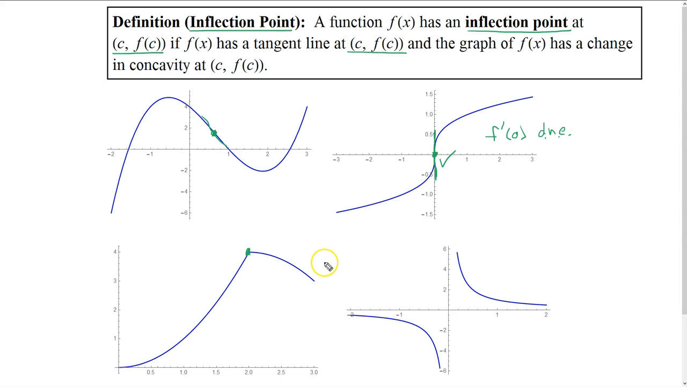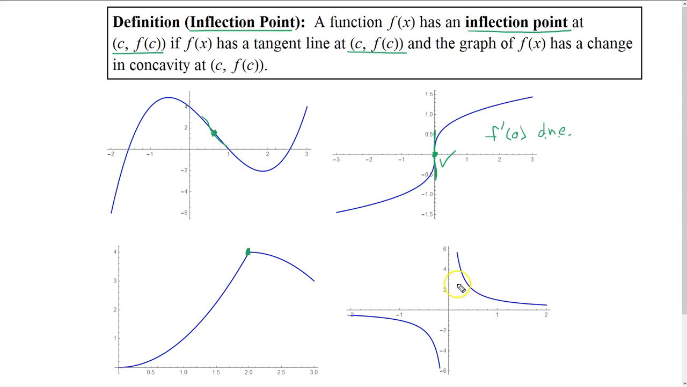However, technically it doesn't classify as an inflection point because our function does not have a tangent line at that point. The graph of the function has a sharp point or a cusp right here. So technically this is not an inflection point, even though our function does have a change in concavity there.